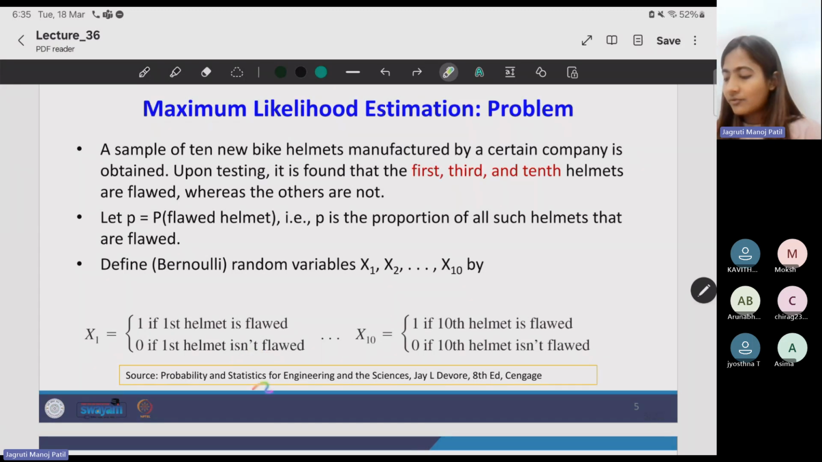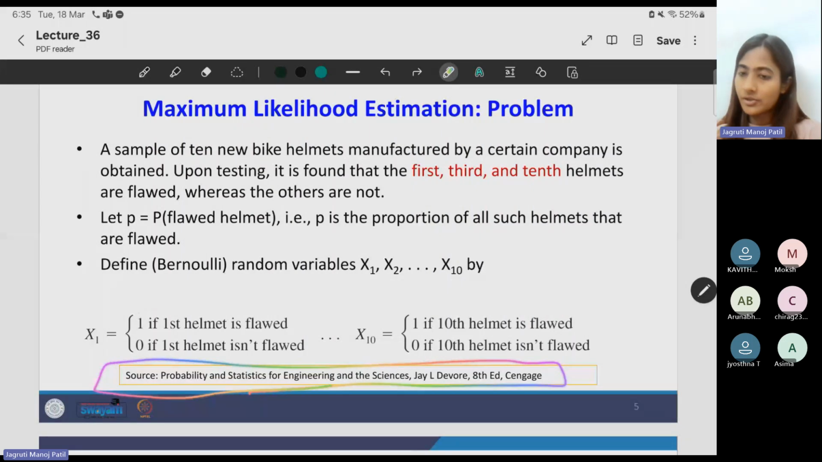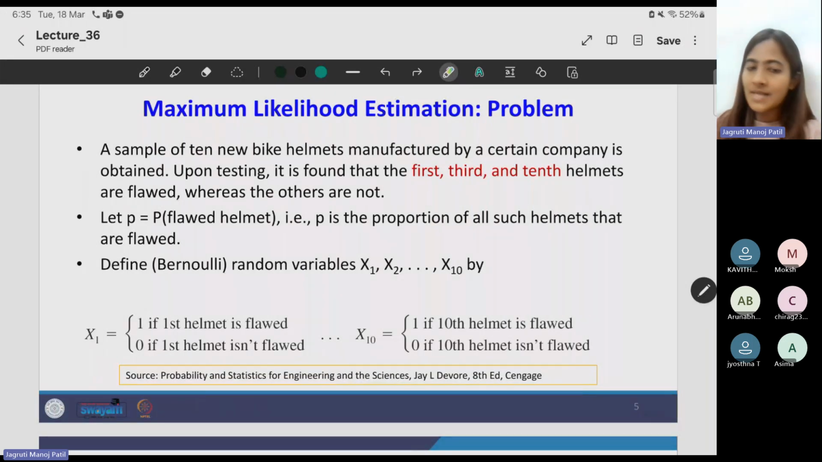So this is actually taken from this particular book. If you want to look at it, you can. It's also very good. This book has some examples around probability and statistics, not directly related to what would be in the exam, but yes, it would enhance your understanding.